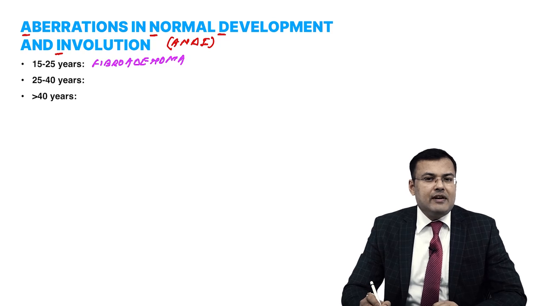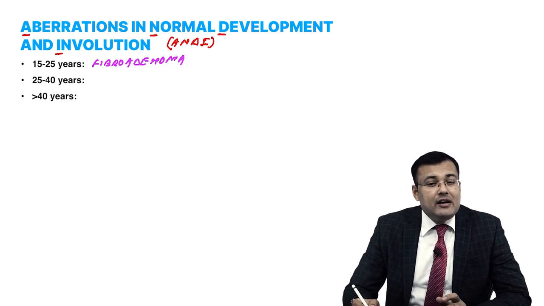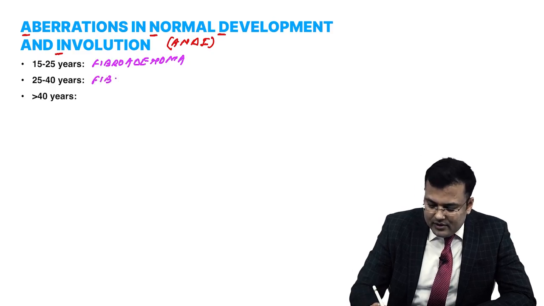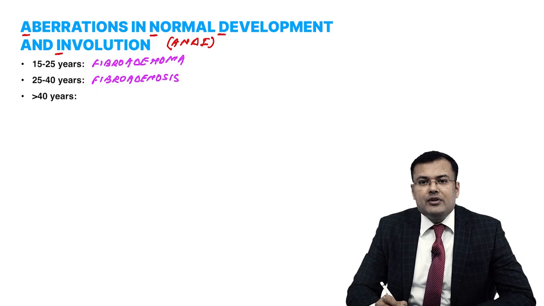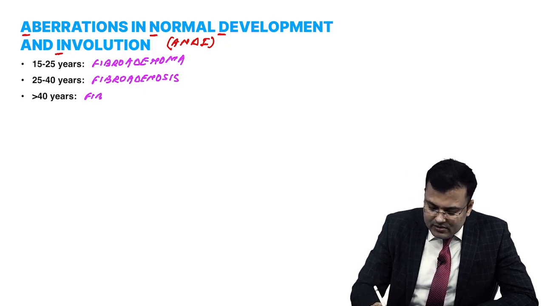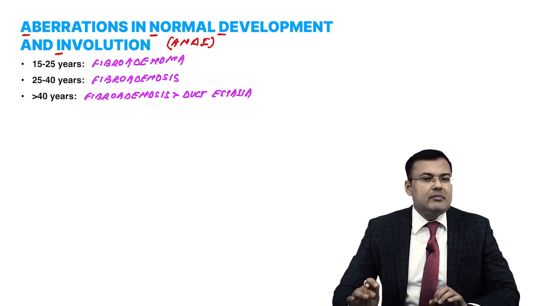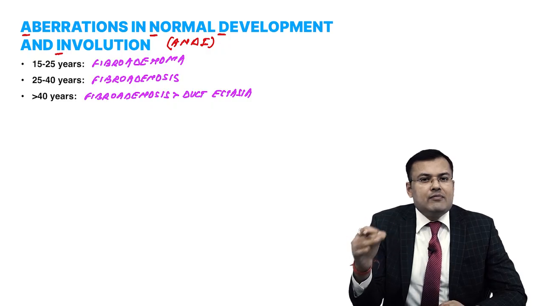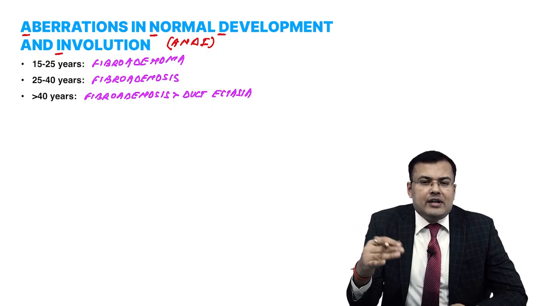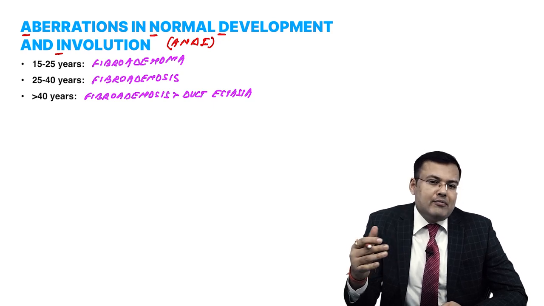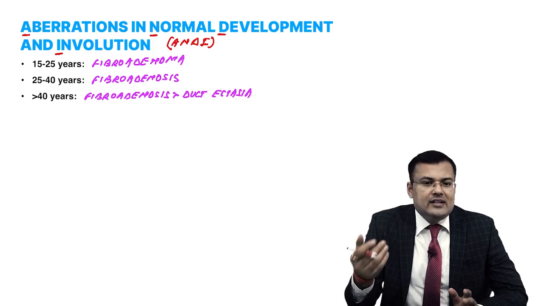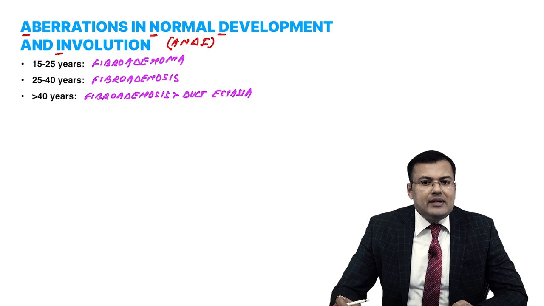If the age of the female is 25 to 40, what is the problem? It is fibroadenosis. Clear? And whenever age is more than 40, it is fibroadenosis, but these females are also going to develop duct ectasia. So age-wise, 15 to 25, the most common abnormality is fibroadenoma. For 25 to 40, and more than 40 in both, the most common is fibroadenosis, which is also known as fibrocystic disease. But if age is more than 40, there might be duct ectasia also.